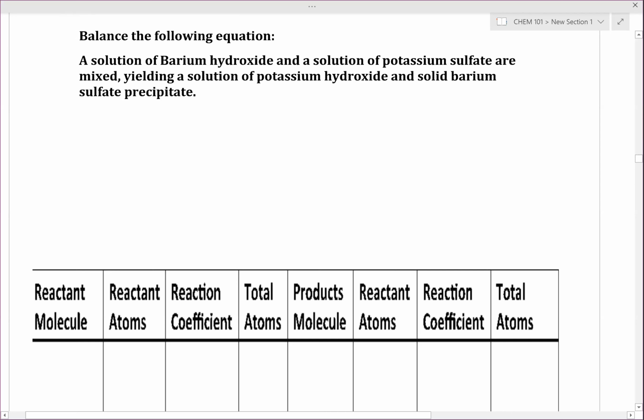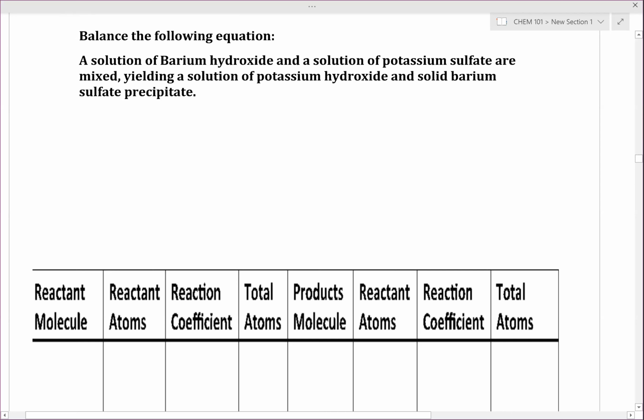So check your coefficients. Actually, your coefficients are fine. They should be the smallest possible ratio. So all of them are divided by 2. Yes. Yep, perfect.